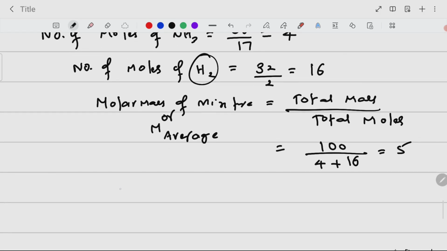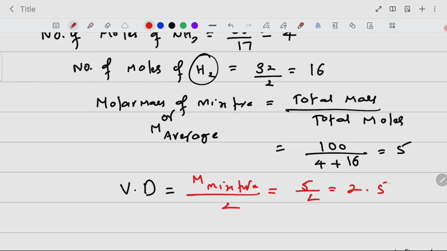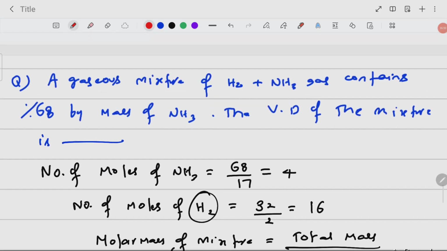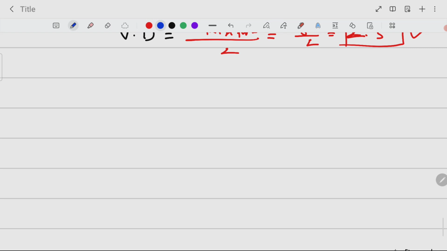Now come to the vapor density. How do we write vapor density? Vapor density is the molar mass of the mixture by 2, because molecular mass or molar mass by 2 is vapor density, which is equal to 5 by 2, which is unitless. 2.5 is the answer for this given question. Is it clear? Next, moving further.